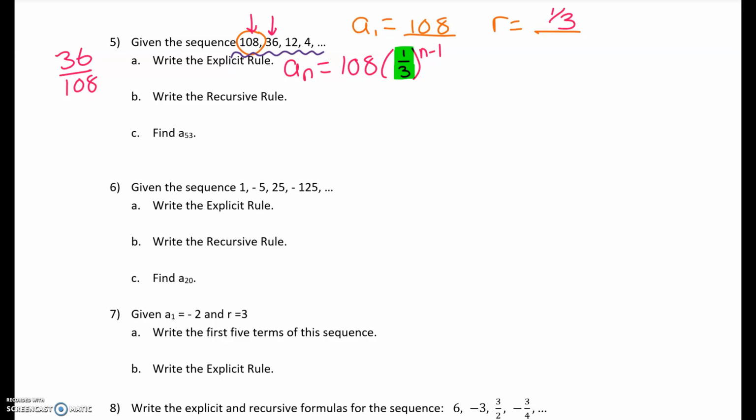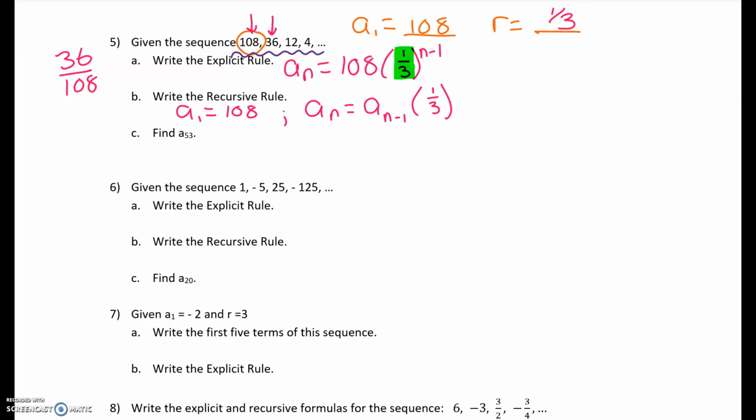Okay? So let's go on and look at the recursive rule here. So the recursive rule says state your first term. So a sub 1 equals 108. And then we're going to say that a sub n is going to be the previous term, so a sub n minus 1, times my common ratio. That just means I multiply the previous number by 1/3 to get to the next number.